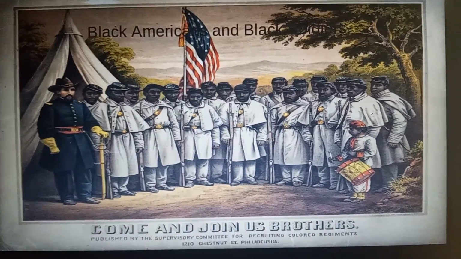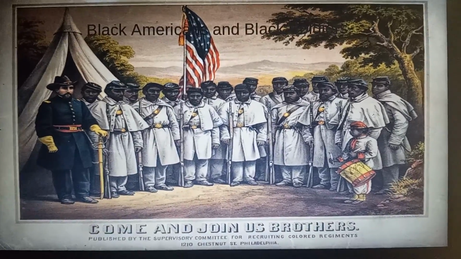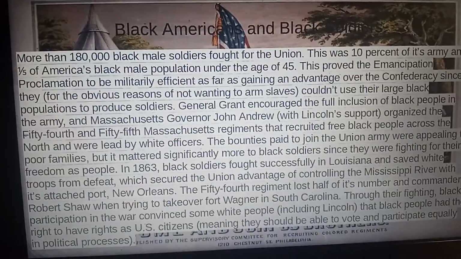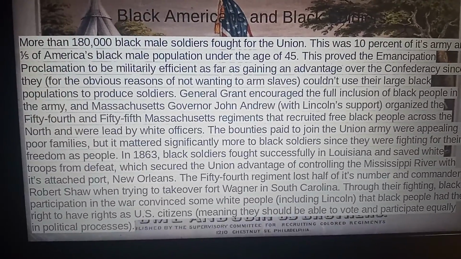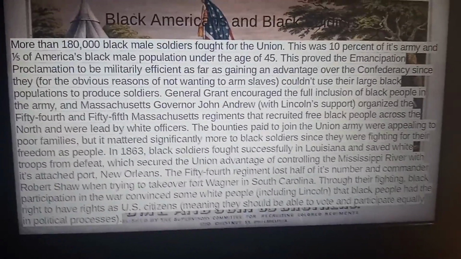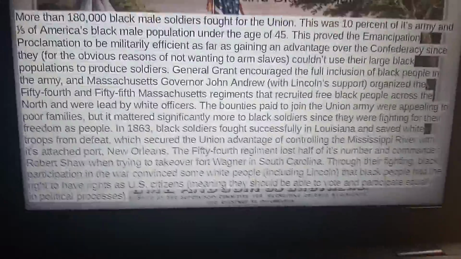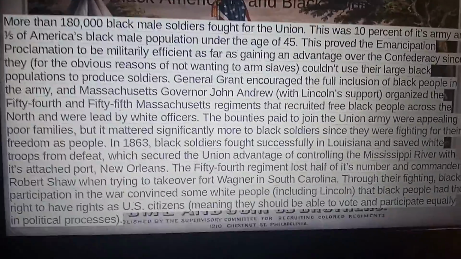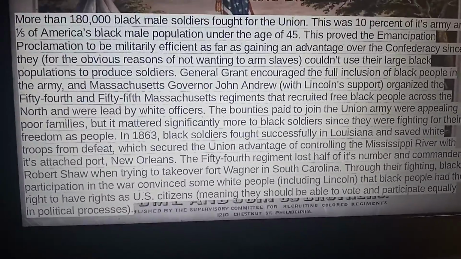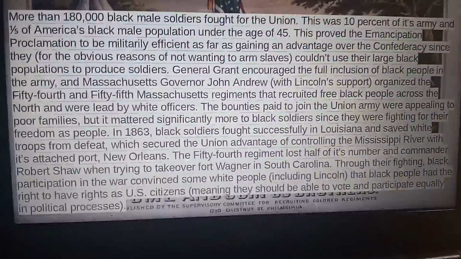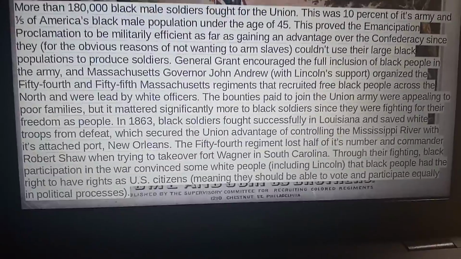Black people and black soldiers. More than 180,000 black males fought for the Union. This was 10% of the Army and 1/5 of America's black male population under the age of 45. This proved the Emancipation Proclamation to be militarily efficient as far as gaining an advantage over the Confederacy, since they, for obvious reasons of not wanting to arm slaves, couldn't use their large black populations to produce soldiers.